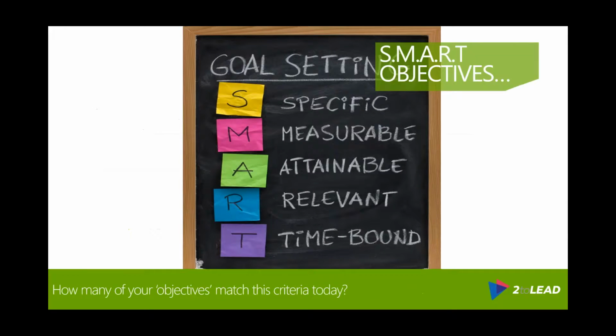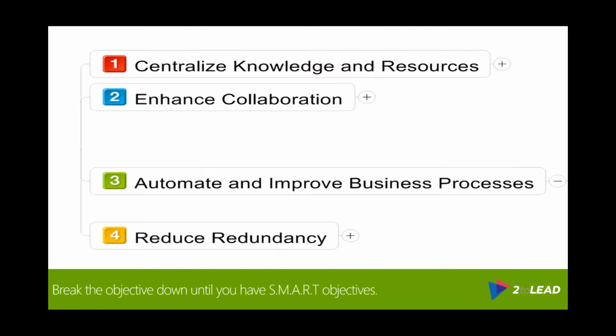So this has been around for a long time, this idea of a SMART objective: specific, measurable, attainable, relevant, and time-bound. What we want to do is take objectives like the ones we mentioned earlier and break them down until we get to a SMART level, right? So we get to a level where it's measurable, and attainable based on solutions and things that we can define a little bit clearer.